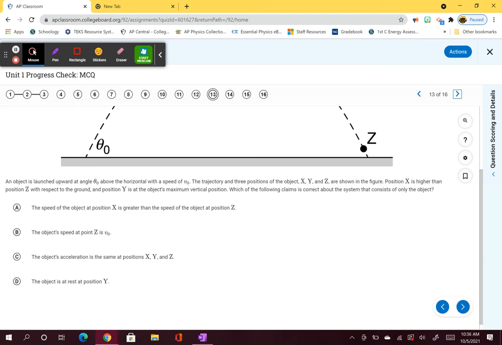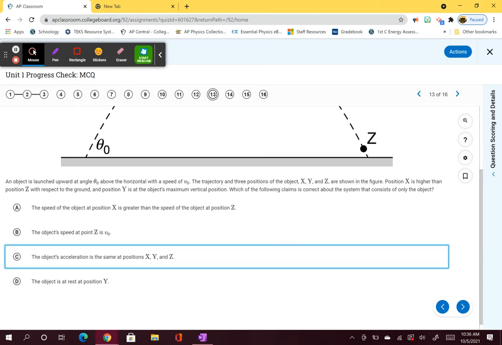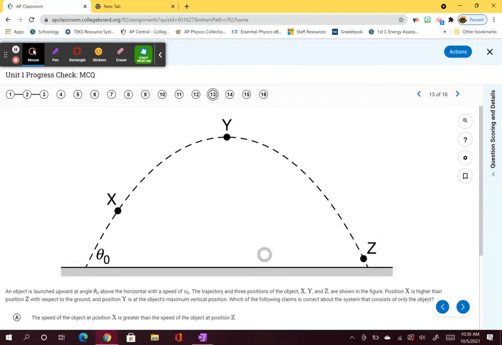Okay. So it says the speed of the object at position x is greater than the speed of the object at position z.